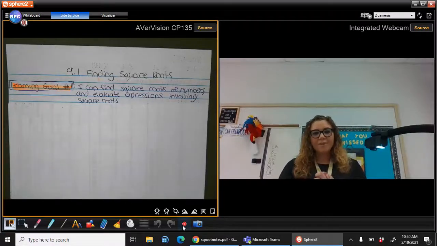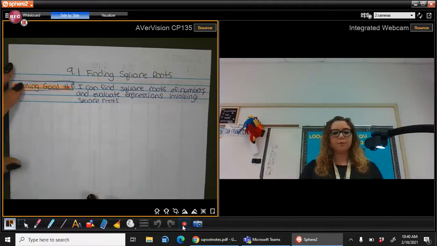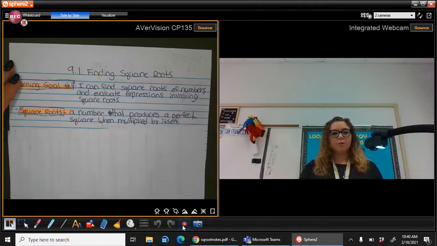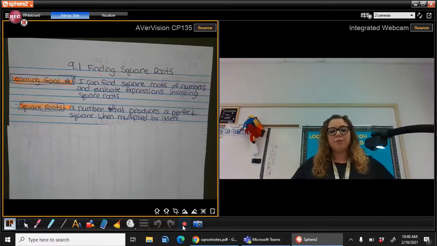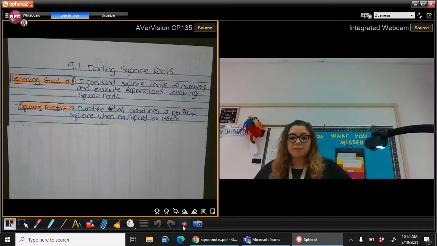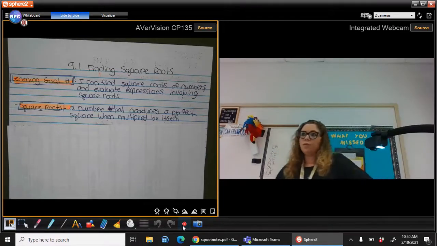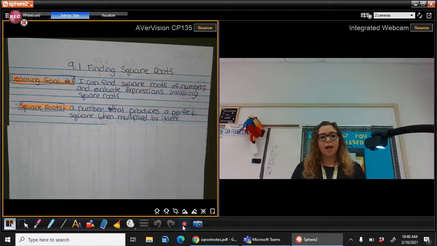Hey guys, so today we're going to talk about square roots. Learning goal number 1 is to actively find square roots of numbers and evaluate expressions involving square roots. A square root is a number that produces a perfect square when multiplied by itself. Like 1 times 1 is 1, 2 times 2 is 4. It's a number multiplying by itself.